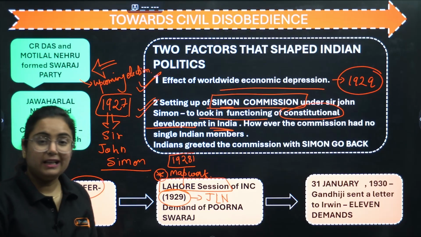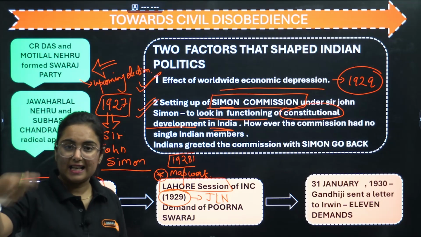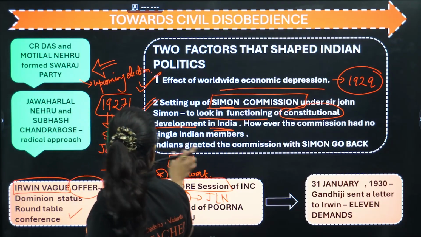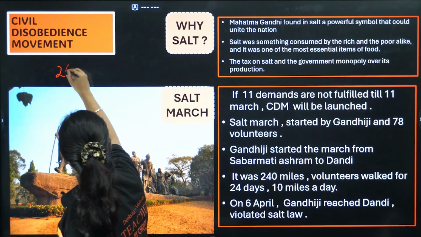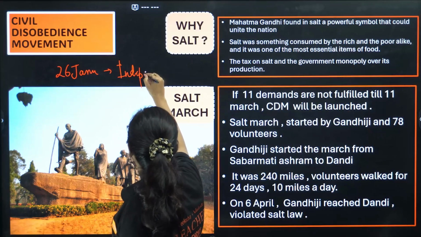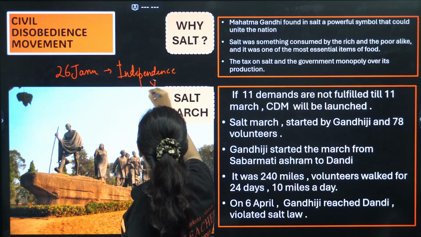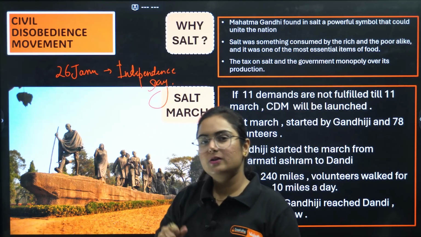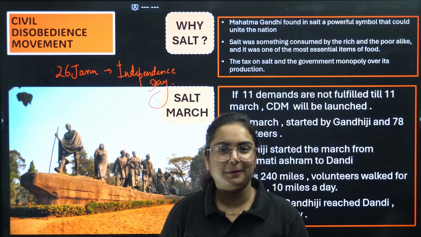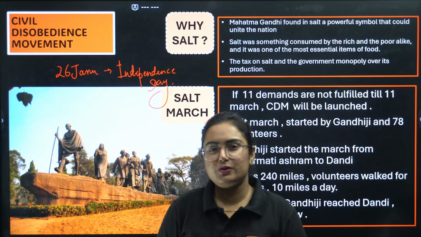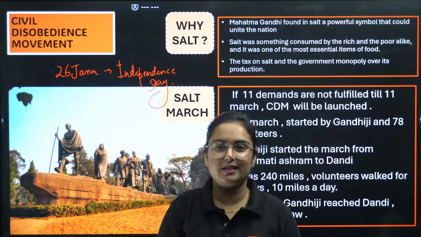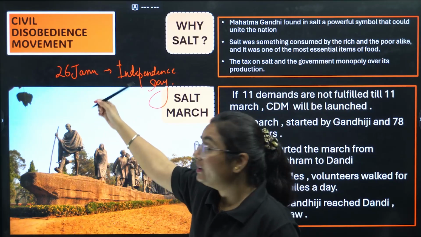On that day it was decided that the next Sunday we would meet, that is the 26th of January, and it would be referred to as Independence Day. Take a pause and think, why do we celebrate Republic Day on the 26th of January? Our constitution was ready on the 26th of November. Then why did we wait till the 26th of January? Because we wanted this incident.